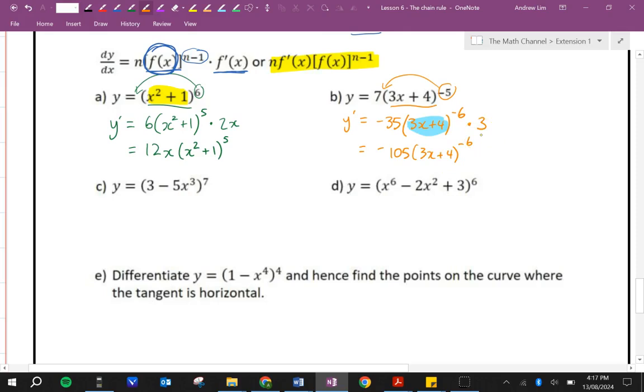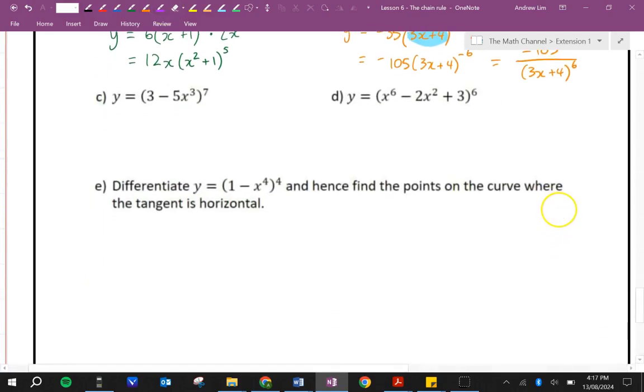Now I'm happy for you to leave it like that. If you want to write it with a positive power only, then we can put that in the denominator. I'm absolutely fine with that. Okay, so why don't you pause the video, have a go with question C and D.